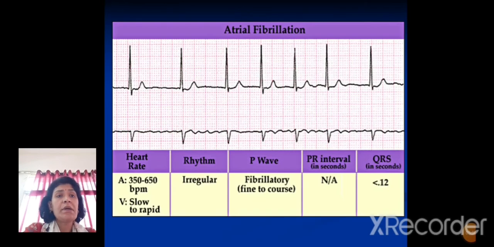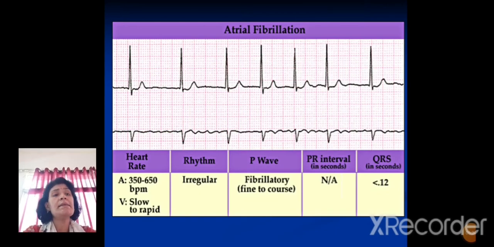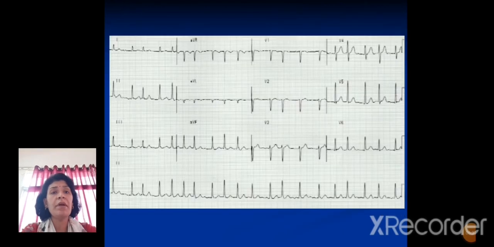This again shows the ECG of atrial fibrillation, where we can see the baseline undulations and irregular RR interval. The atrial rate is 350 to 650. The ventricular rate can be slow or there can be rapid conduction, but usually it's not more than 150-160 beats per minute. The rhythm is totally irregular. P waves are not seen. Oscillatory fibrillatory waves are seen. The PR interval can't be determined, and the QRS duration is less than 0.12 seconds, as seen in other supraventricular tachycardias.